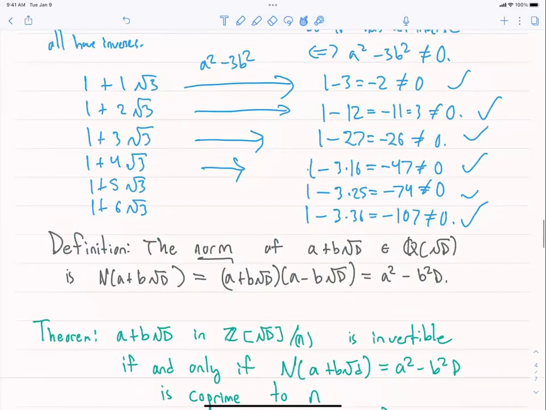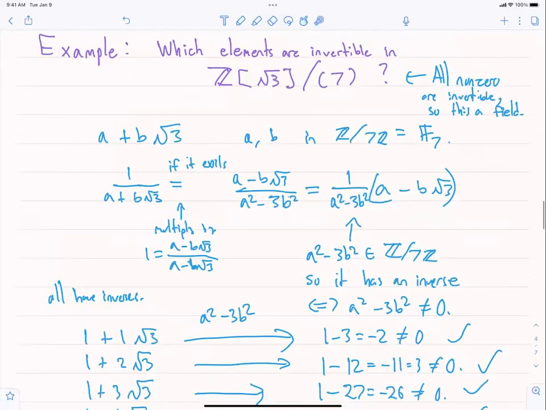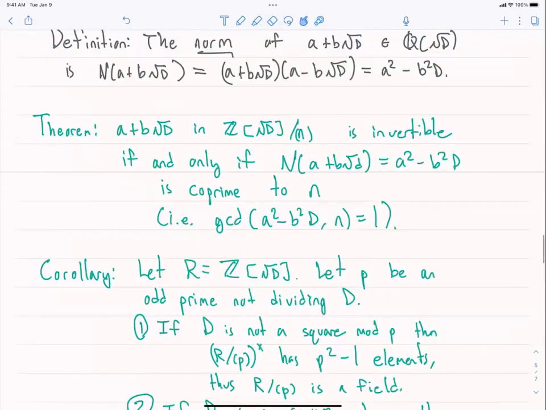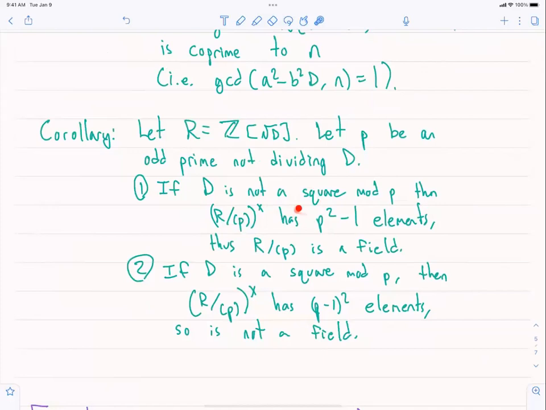The reason we got a field in this example was because 3 is not a square mod 7. If I work mod 7, then 1 squared is 1, 2 squared is 4, 3 squared is 2, 4 squared is 2, 5 squared is 4, and 6 squared is 1. Sorry, so I never got 3 on that list of squares. So 3 is not a square mod 7, and this theorem tells you that in that case we're always going to get a field, basically by the same computation.